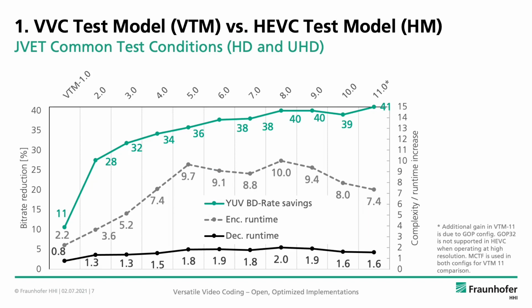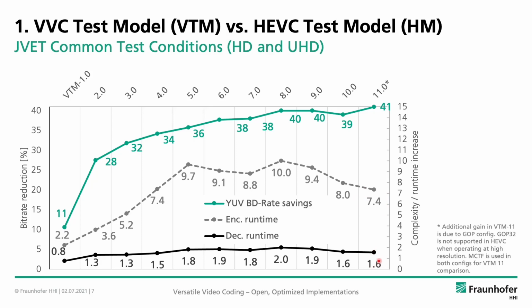When we now look at the overall coding efficiency performance, when we compare the VVC test model, VTM, with the HEVC test model, HM, under the JVET common test conditions for HD and UHD video, we can see that we started here at the beginning in VTM1, so the first version here, with an 11% bitrate savings, which is almost only contributed by the partitioning, and then we added up over the versions, resulting in 41% bitrate savings of VTM versus HM, but it also comes with an increased encoder complexity of 7.4 times the encoder runtime of the HEVC reference software.